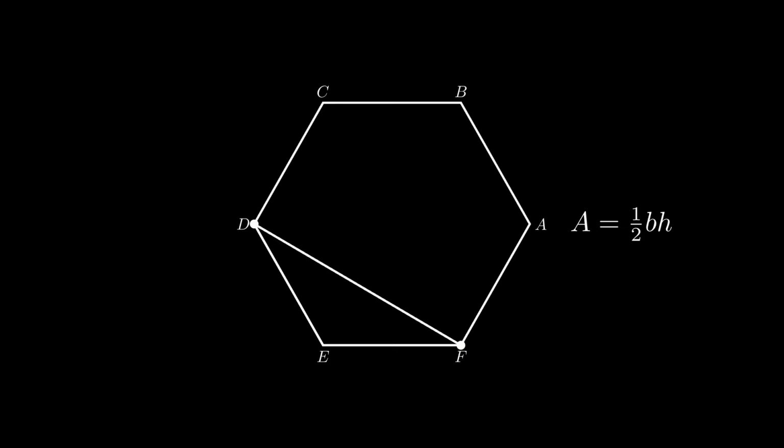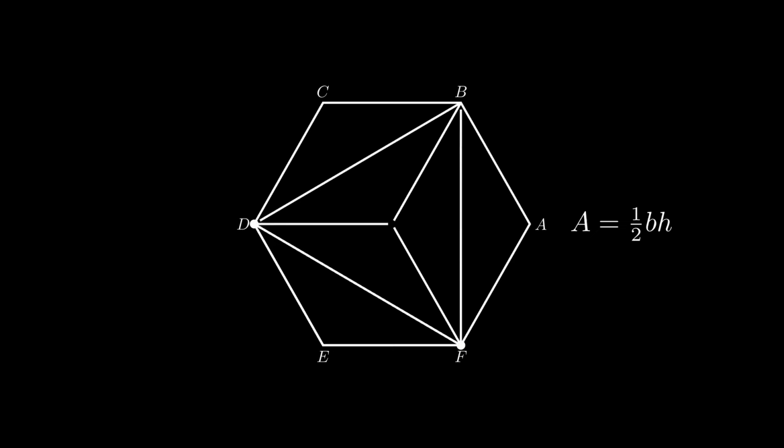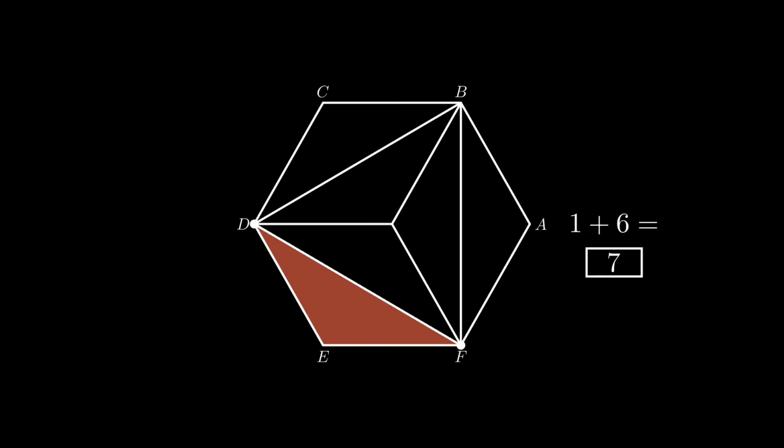We can split this hexagon into 6 triangles with the same area. And even if they don't look exactly the same, we can see that all these triangles do have the same area. So we have these 6 triangles with the same area, so the area ratio is 1/6. And now, to get our final answer, all we have to do is add the numerator and the denominator, and we'll get 1 plus 6 is equal to 7 for our final answer.